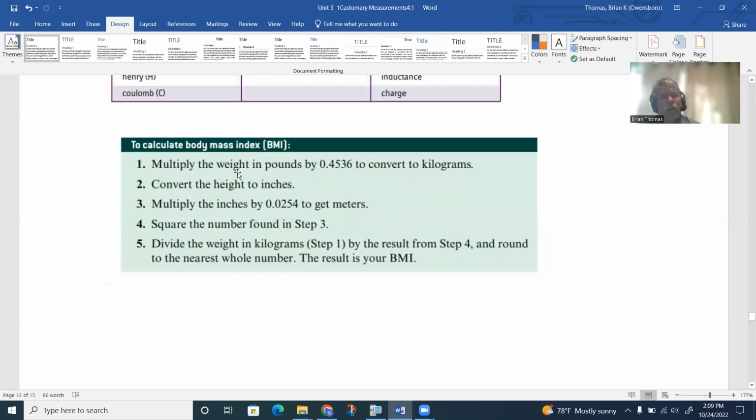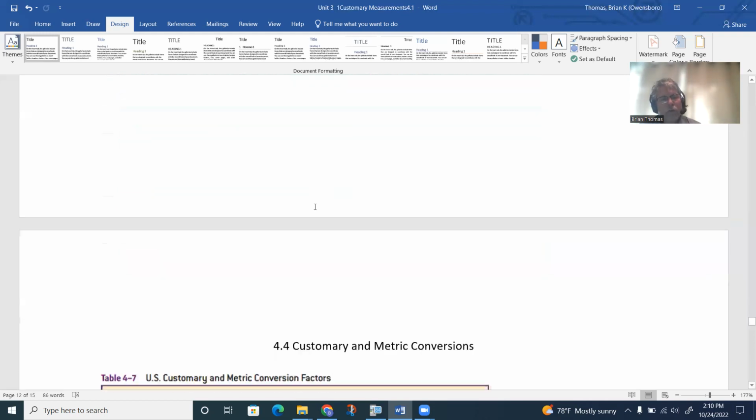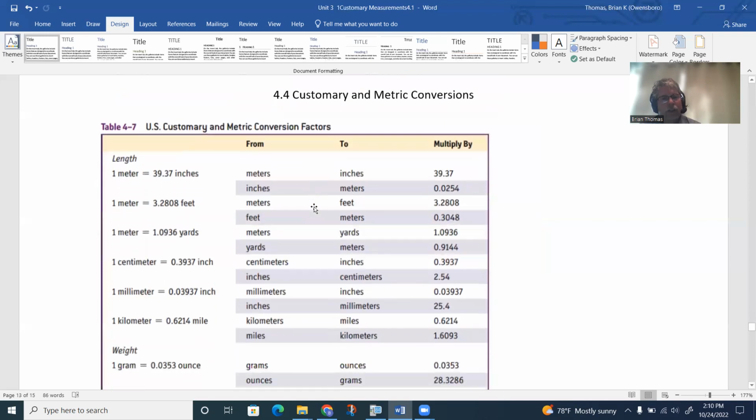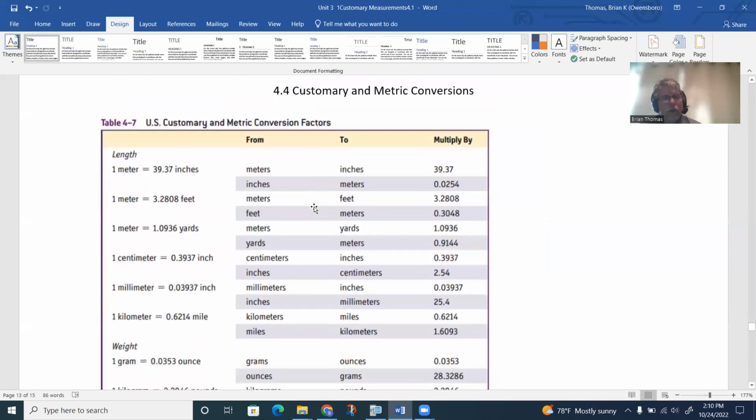Anyway, when it comes to BMI, notice how things have to be in kilograms, and we have to have meters, things like that. So we have to convert pounds to kilograms, and we have to convert inches to meters. So we have to move into this next section, which is customary metric conversions.